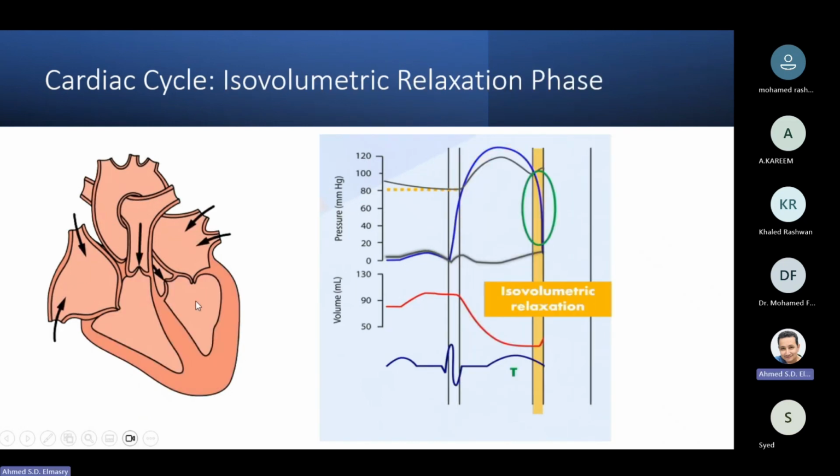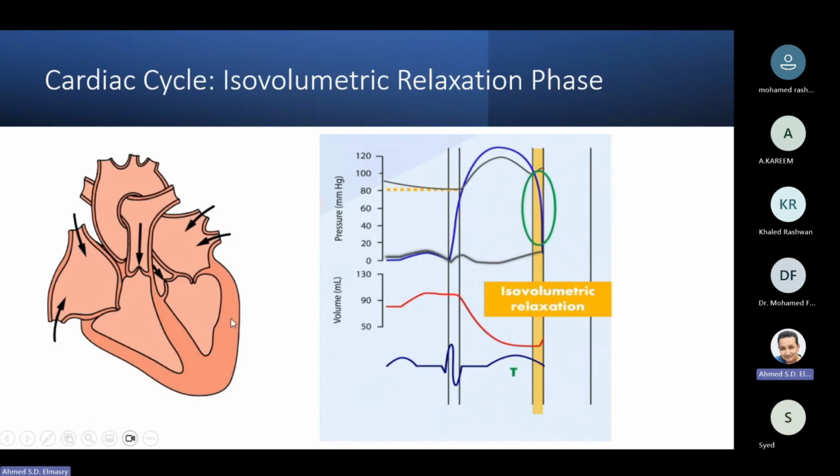Going to the next phase, which is the isovolumetric relaxation phase, which starts here at this point where the aortic valve will start a closure. At this point the aortic valve will start the closure while the mitral valve is closed. So the same will happen. The mitral valve is closed, the aortic valve will start the closure. So the volume inside the heart will continue to be the same. And at the same time, the left ventricle will start the relaxation.